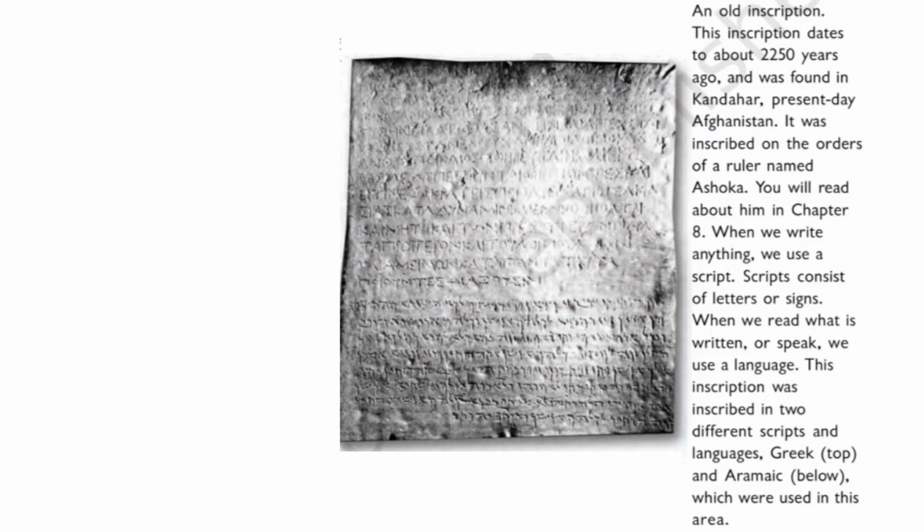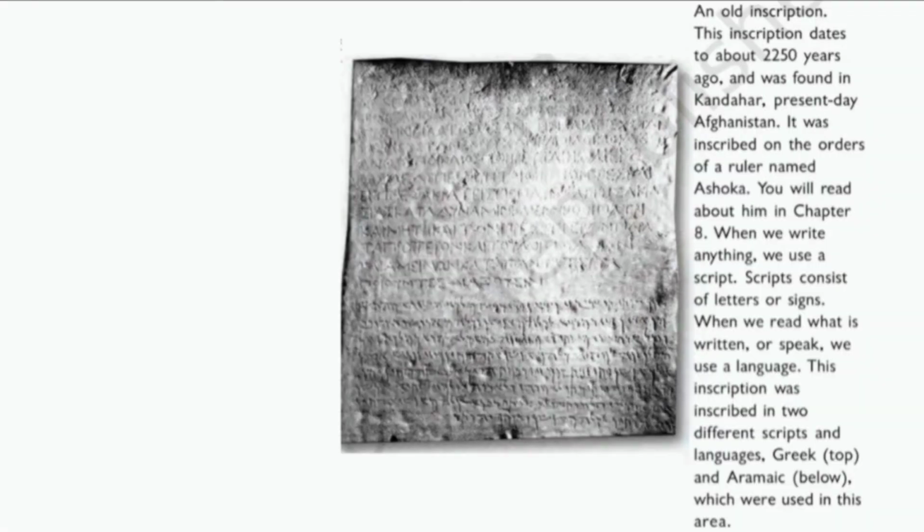When we write anything, we use a script. Scripts consist of letters or signs. When we read what is written or speak, we use a language. This inscription was inscribed in two different scripts and languages, Greek at the top and Aramaic below, which were used in this area. That means the language used in Kandahar.